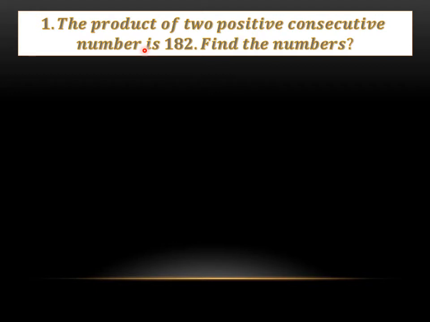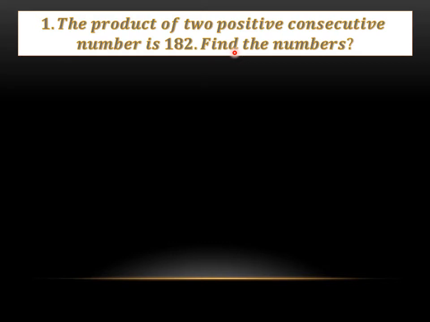Consecutive numbers means that they should come one after the other. Means if one number is 3, the other should be 4. Is always means is equal to, and then we will put 182. Find the numbers. We have to find how many numbers? Two numbers. So we have to consider the two numbers as well.